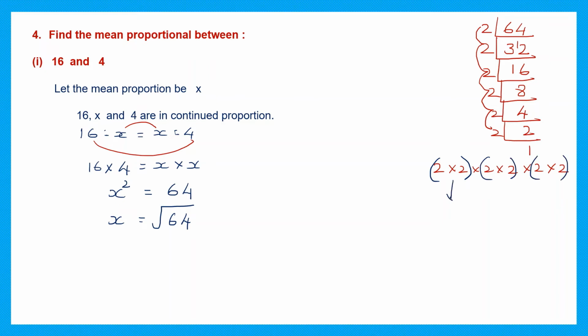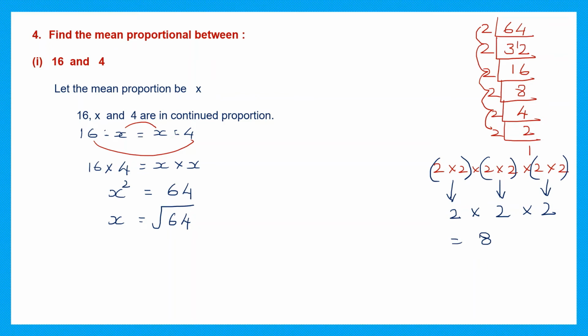Now I'm going to take 1 from each group. So from this group I'm going to take a 2, and from this group I'm going to take a 2. Now let's multiply. 2 2s are 4, 4 2s are 8. So the square root of 64 is 8.